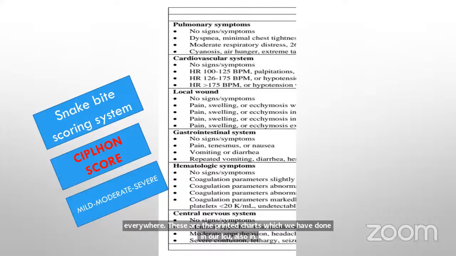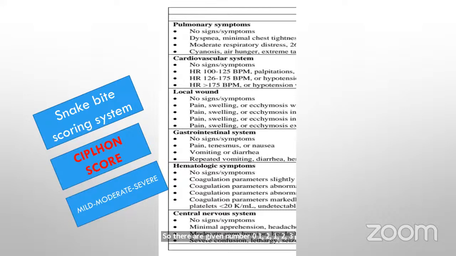They have given numbers like 0, 1, 2, 3, 4 as marking or scoring, and at the end, if the score is more than around 20, then it is a poisonous snake, and we need some immediate action. So this is the Cephalon score which is seen in every patient of snake bite.